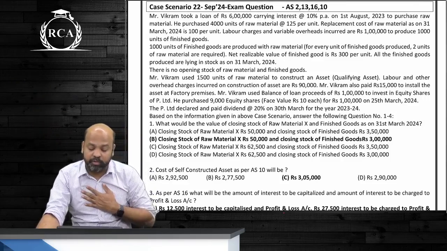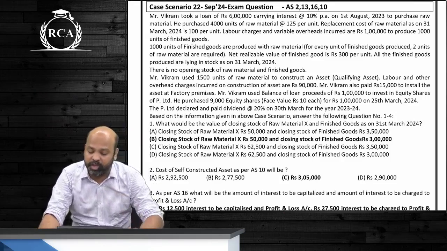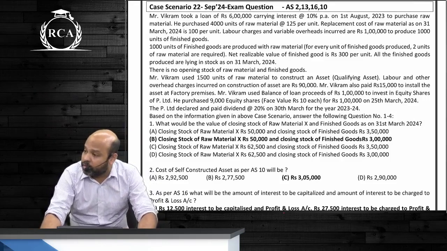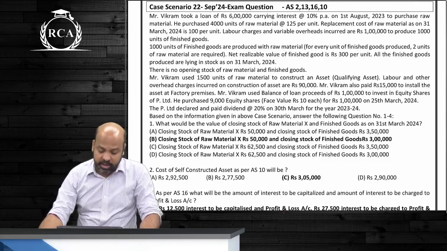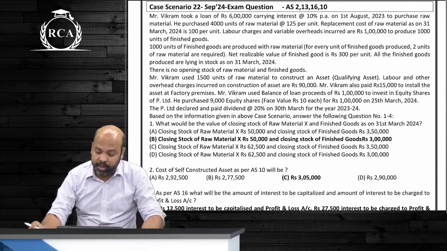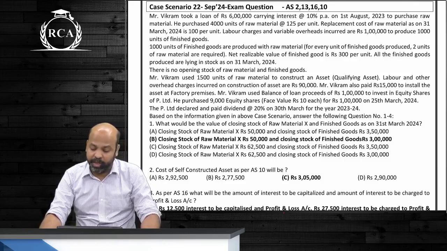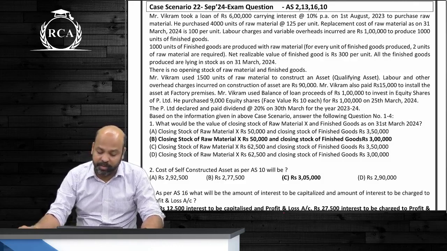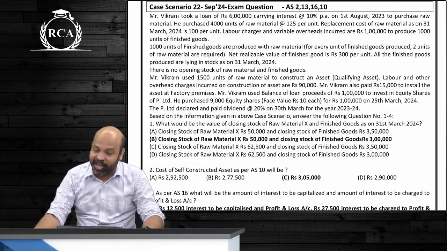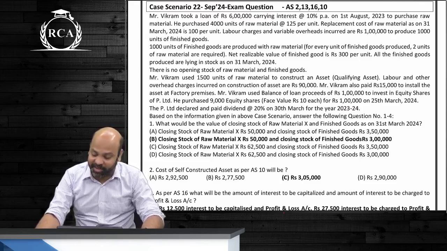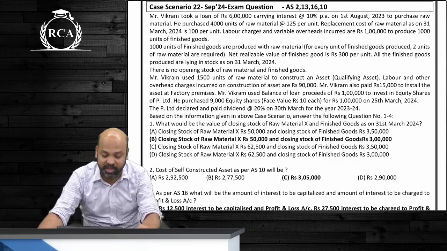Mr. Vikram also used 1500 units of raw material to construct an asset. It is a qualifying asset. Labor and other overhead charges incurred are 90,000. Mr. Vikram also paid 15,000 to install the asset at factory premises. Mr. Vikram used the balance of loan proceeds, rupees 1 lakh, to invest in equity shares.